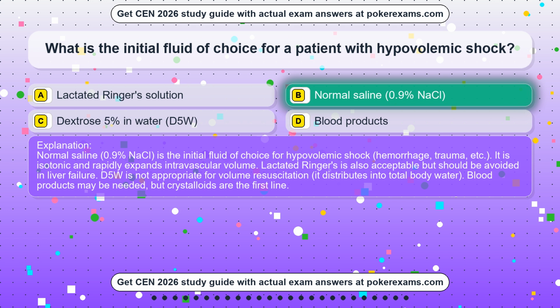It is isotonic and rapidly expands intravascular volume. Lactated Ringer's is also acceptable but should be avoided in liver failure. D5W is not appropriate for volume resuscitation; it distributes into total body water. Blood products may be needed, but crystalloids are the first line.